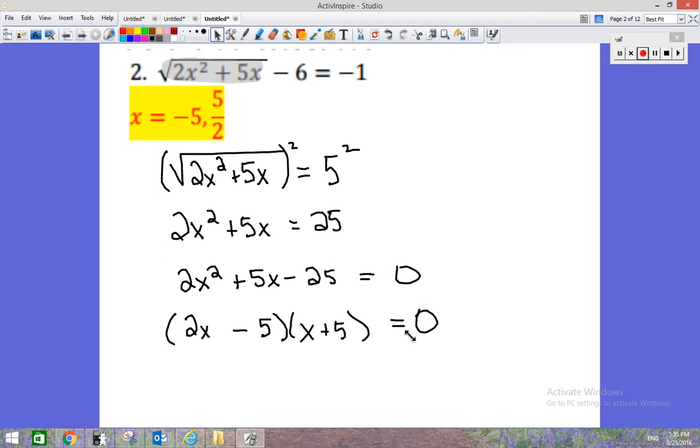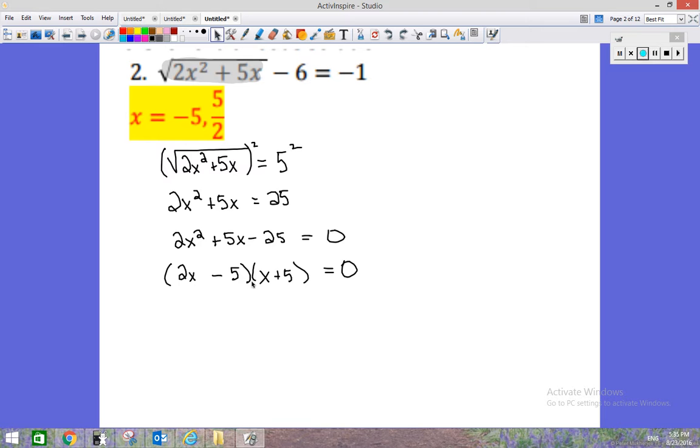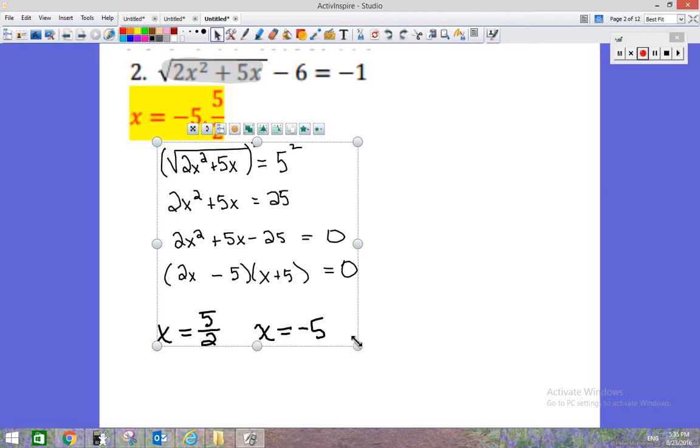We have a zero product theorem that says if you have a product of numbers and the product equals 0, then at least one or more of these factors must be 0 for the product to be 0. So if 2x minus 5 represents 0, then that's just a two-step. If we add 5 and divide by 2, we get 5 halves. And over here, if I subtract 5, negative 5 and positive 5 give me 0. If 2 times 5 halves, the 2's cancel, and 5 minus 5 gives me 0.